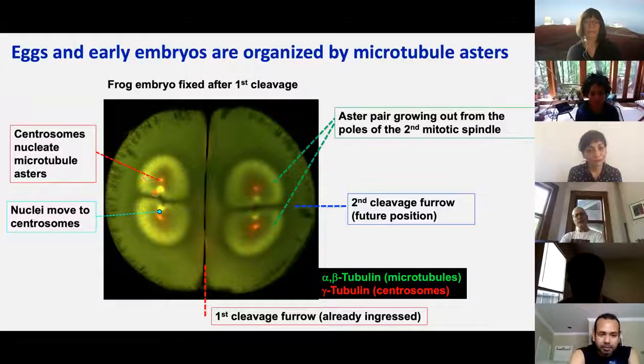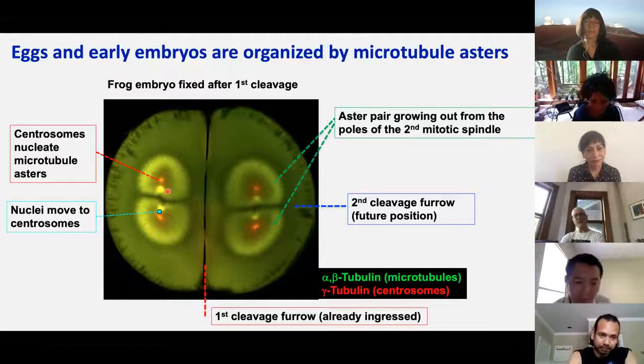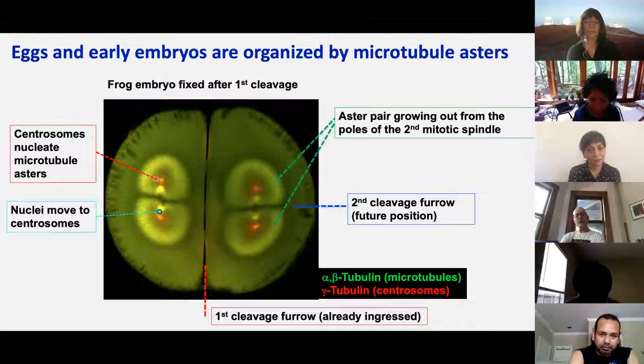And then you'll notice that these asters are in two pairs. And the reason for that is this pair here, about 5 minutes prior to when this egg was fixed, would have been a mitotic spindle, which has a naturally bipolar organization. And these are asters growing out from the poles of the spindle. And you can actually already see where the future second division furrow will cut through the middle of the pair here. And we're sort of interested in how all this gets organized.